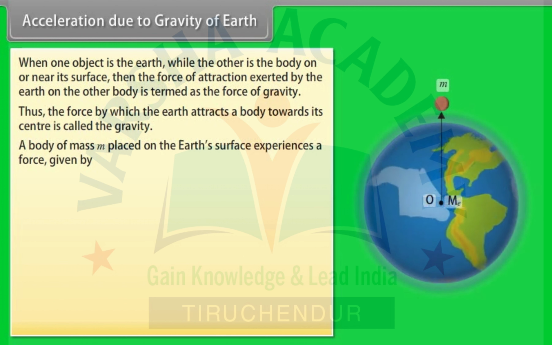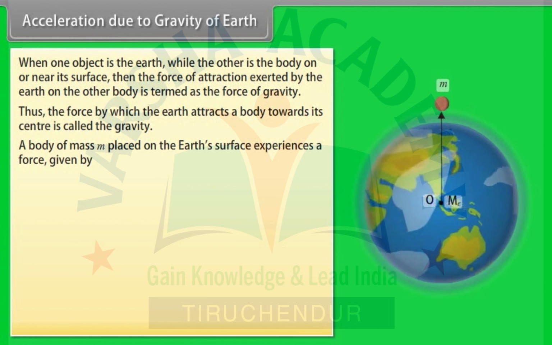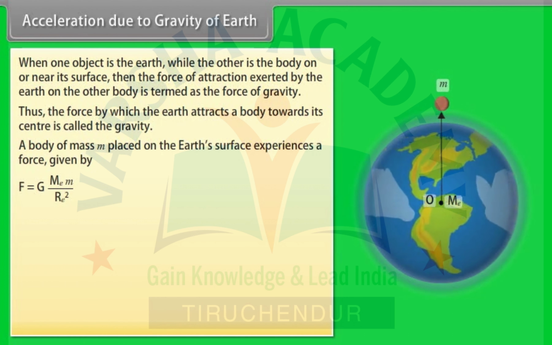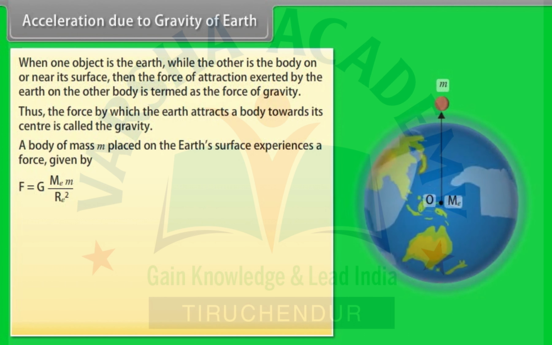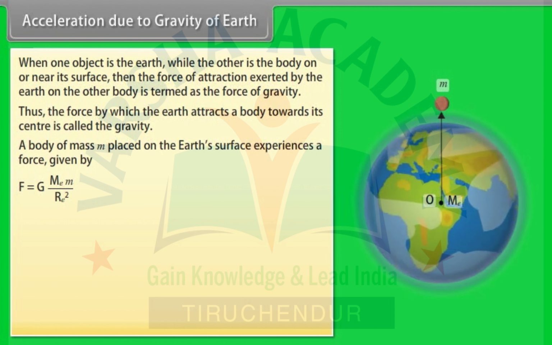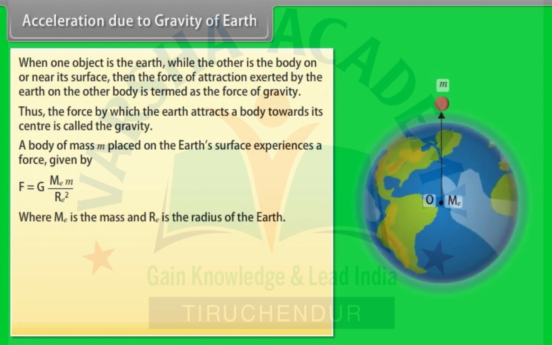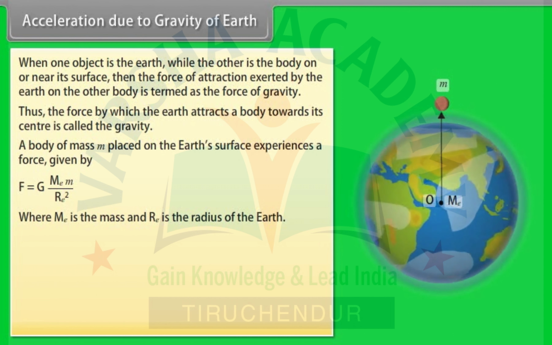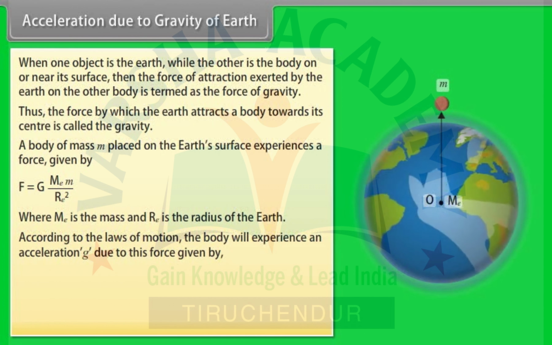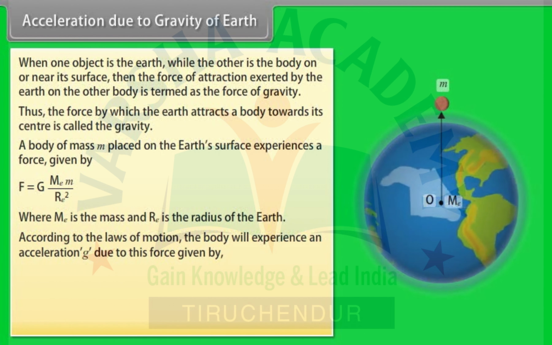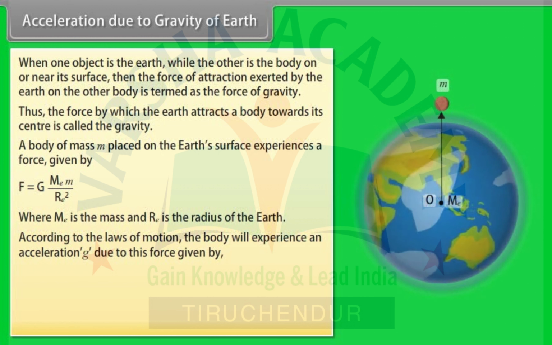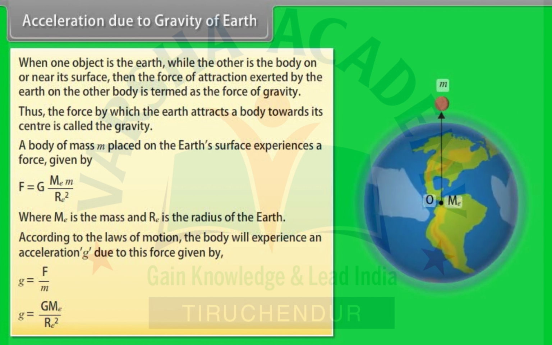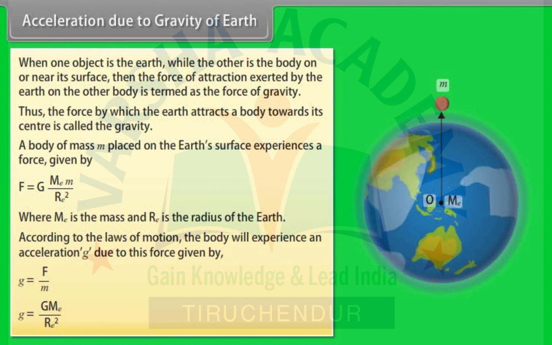A body of mass m placed on the Earth's surface experiences a force given by F is equal to G into Me m upon RE square, where m is the mass and RE is the radius of the Earth. According to the laws of motion, the body will experience an acceleration g due to this force given by g is equal to G into Me divided by RE square.